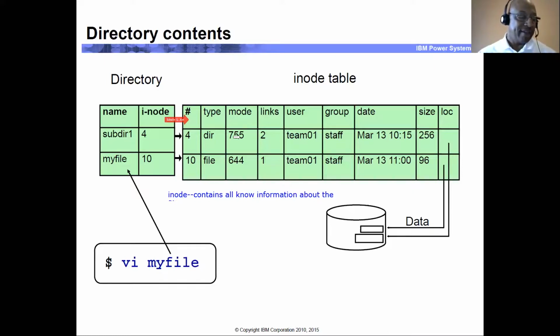Okay. So the inode, if you will, contains all known information about, we'll say, the file. Okay. And also with the inode number, keep in mind that the actual inode, we can say, serves as pointers to the actual data blocks.